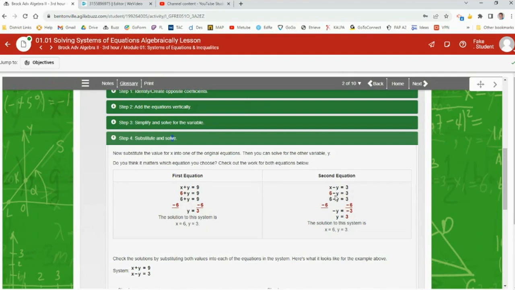Okay, 6 minus y equals 3, because we know x equals 6. Subtract 6 from both sides. Negative y equals negative 3. So if negative y equals negative 3, we have to divide both sides by negative 1, and y equals 3.